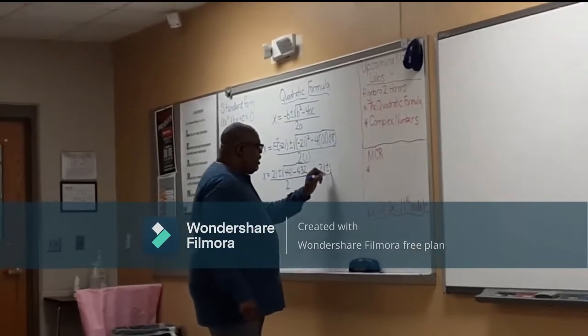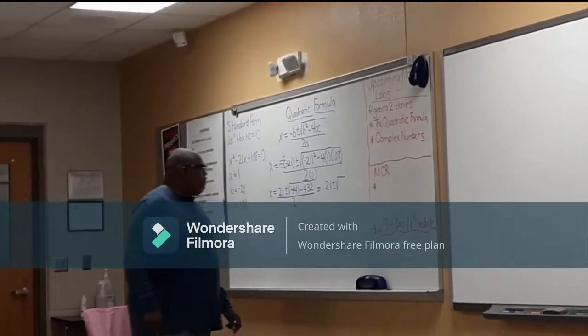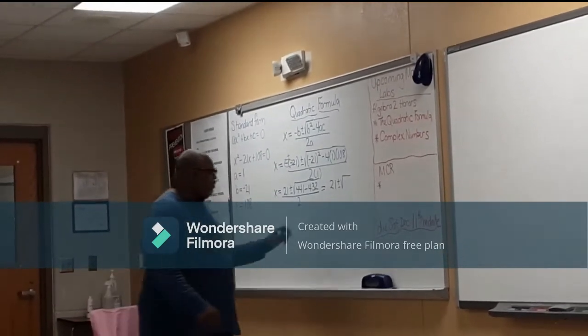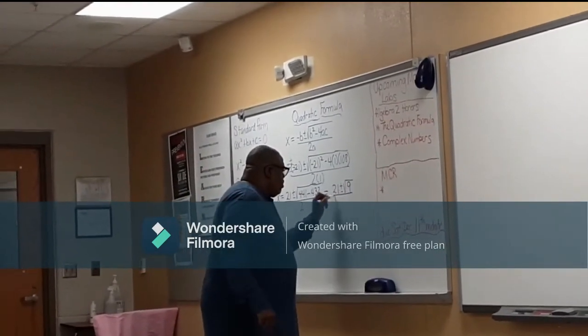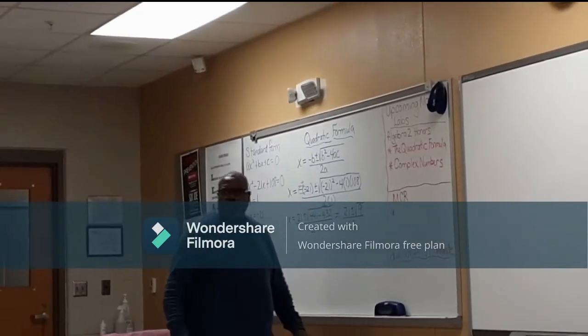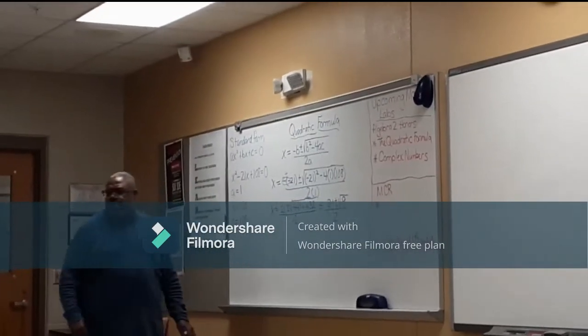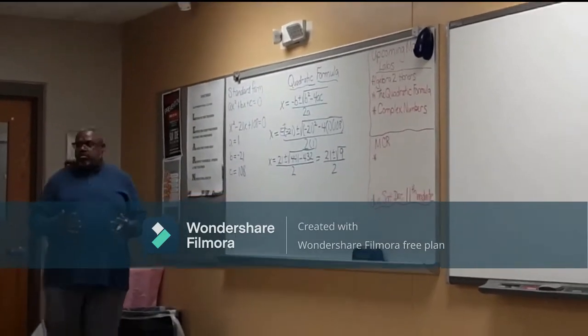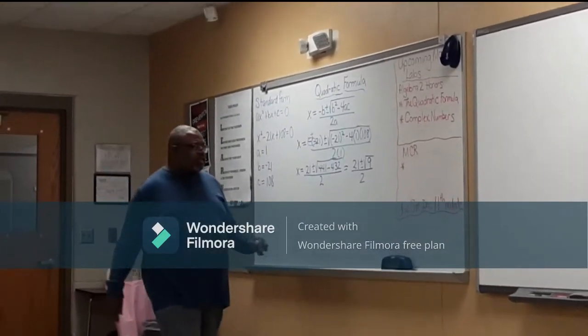441 minus 432, that's 9, all over 2. The square root of 9, that's on your list. We know what the square root of 9 is. The square root of 9 is 3. So I'm going to cross this out and write a 3 next to it.